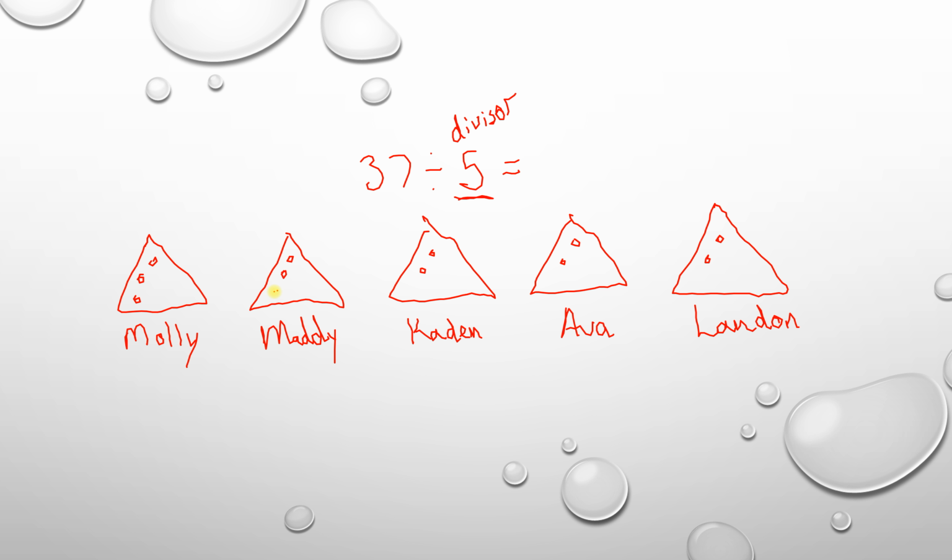11, 12, 13, 14, 15. Come back over to Molly. 16, 17, 18, 19, 20. Remember, I'm counting up to 37, my dividend. I'm at 20 right now.